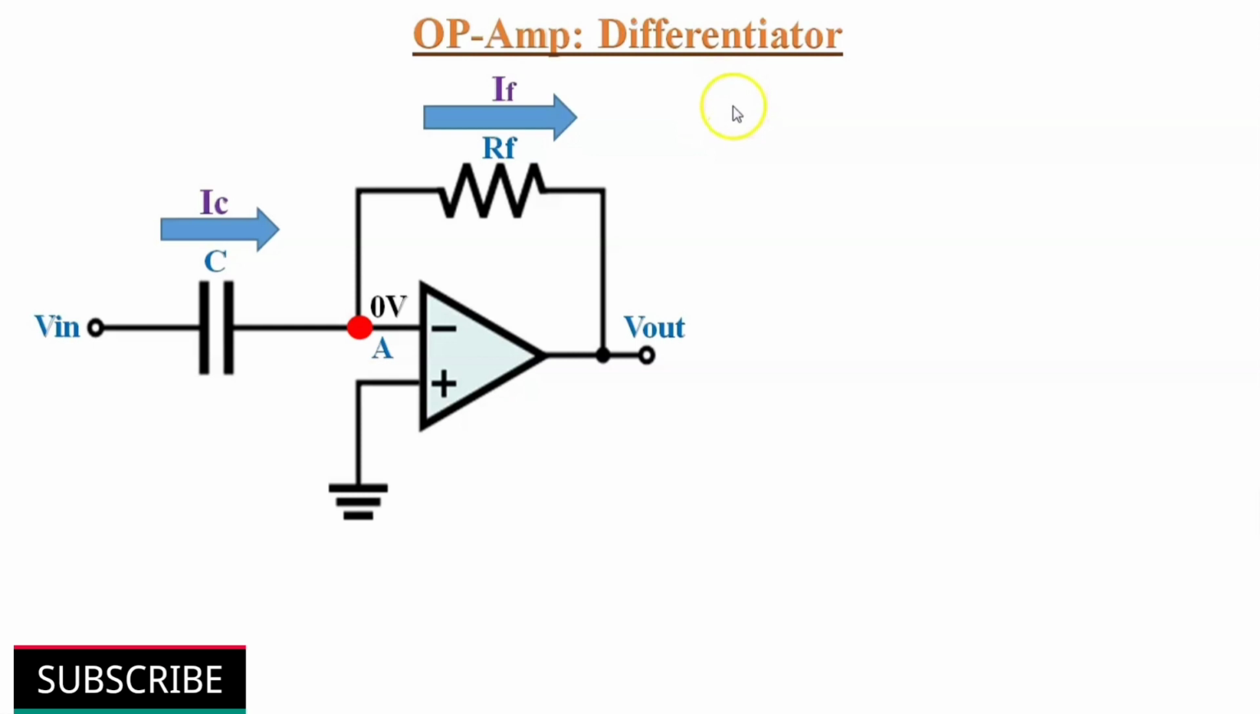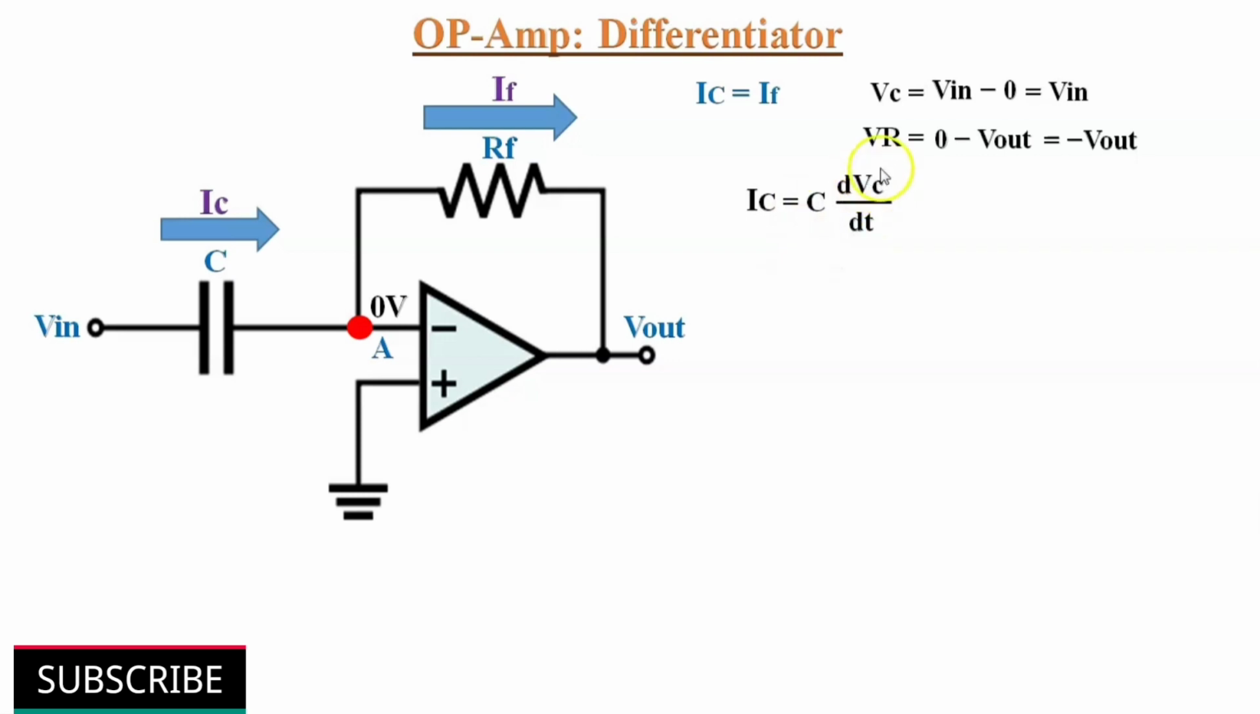So by applying KCL, we can say that input current IC equals feedback current IF. Here the voltage across capacitor VC equals Vin minus 0, that equals Vin, and voltage across feedback resistor VR equals 0 minus Vout, that equals minus Vout. We can write this capacitor current IC as C dVc by dt. Here Vc can be written as Vin, so our expression becomes C multiplied by dVin by dt. Here feedback current IF can be written as minus Vout divided by RF.